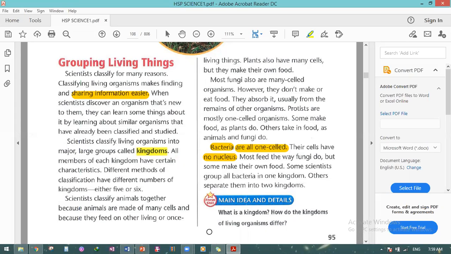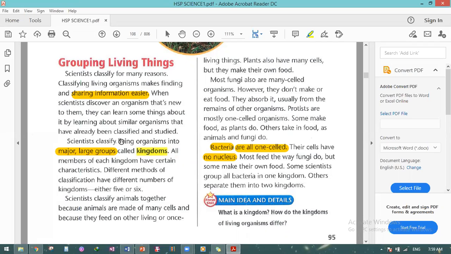So there is a question: what is a kingdom? We can say a kingdom is the major large group. Scientists put the kingdom as the biggest group, how they start their classification. We start with a kingdom. Okay, how do kingdoms of living things or living organisms differ?